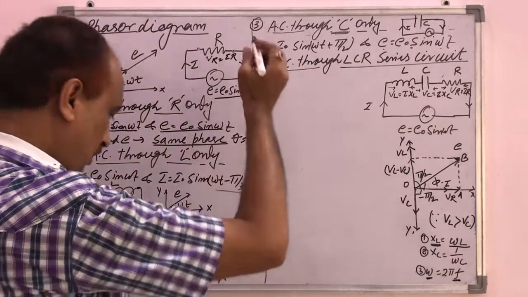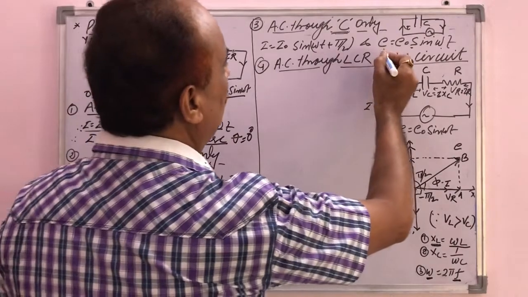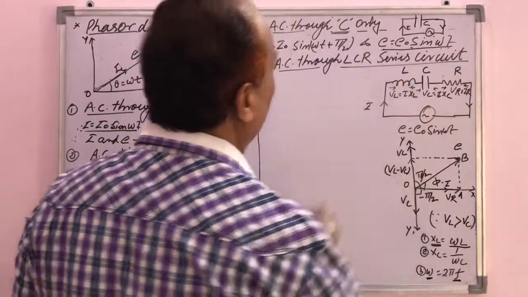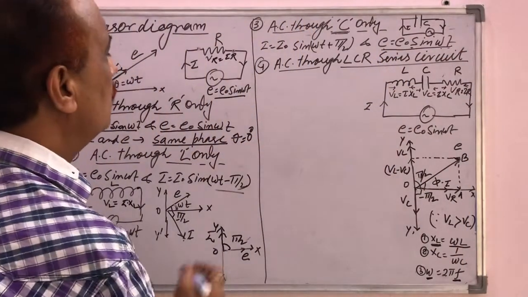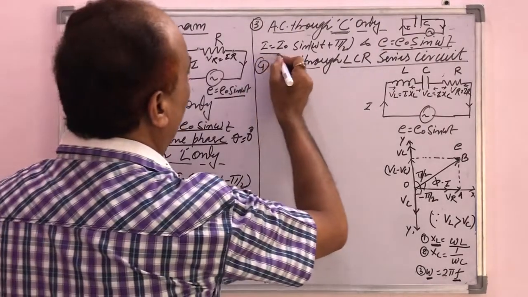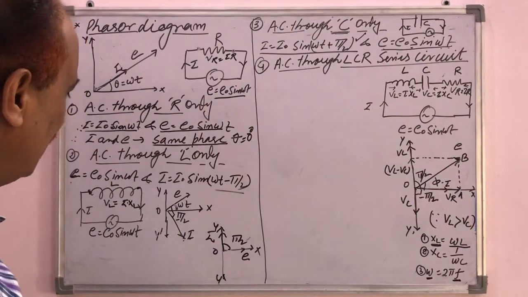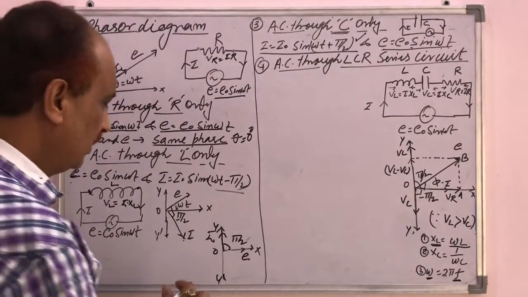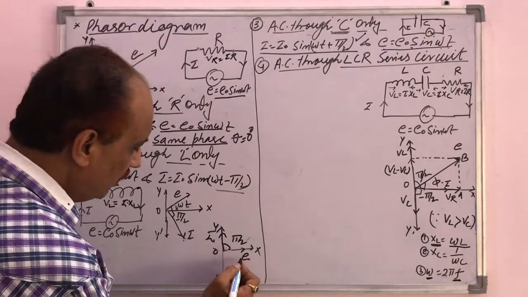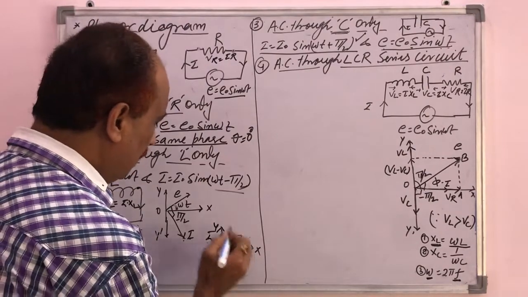So in that situation, the equation for the EMF will be E equal to E naught sin omega t, and the equation for the current will be I equal to I naught sin (omega t plus pi by 2). So the main learning point is that in that situation, the angle between the EMF and the I will be equal to pi by 2.